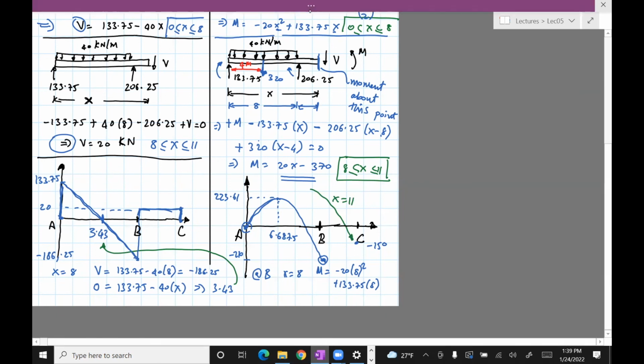And then how do you connect the two? Well, you look at the equation. In this case, the equation is an equation of a straight line. So I just draw a straight line between the two. So that is the, let's say, fairly complicated bending moment diagram.